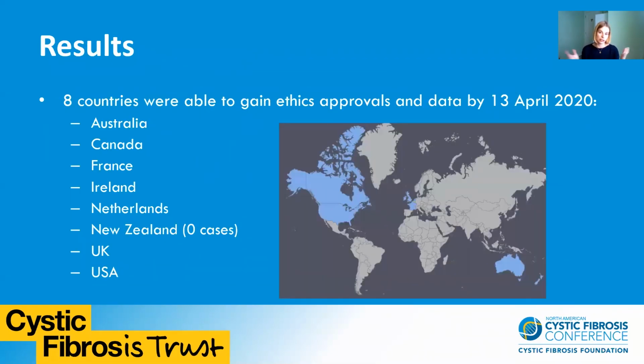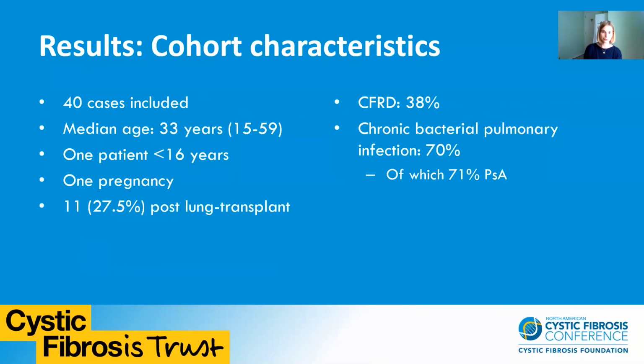So in terms of results, as I've already mentioned, we had 8 countries who were able to gain all of the approvals that they needed and collect and submit data by the deadline of the 13th of April 2020. And those countries are displayed on the map, but for those of you that don't have the kind of intense sight that you'd need to be able to see all of those countries on such a small graph, those countries were Australia, Canada, France, Ireland, the Netherlands, New Zealand, which actually reported 0 cases, the UK and the USA.